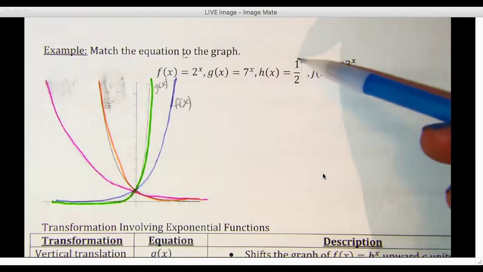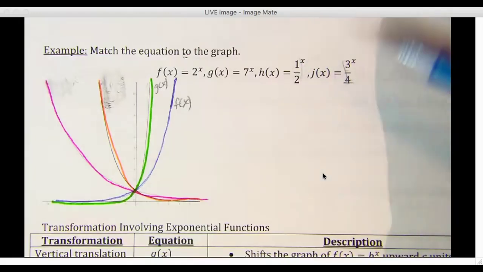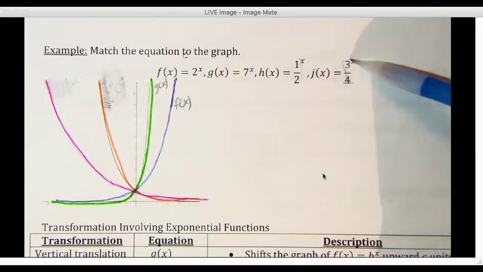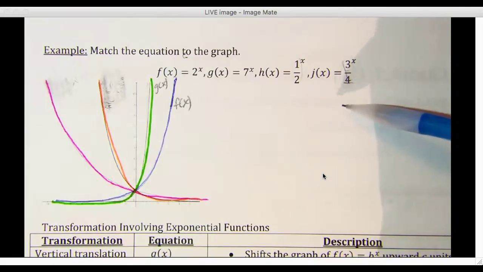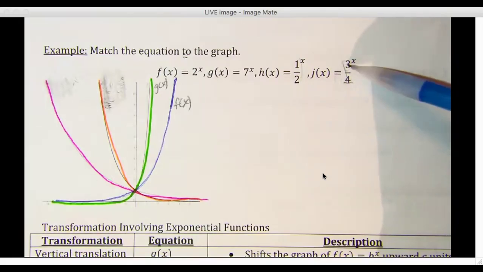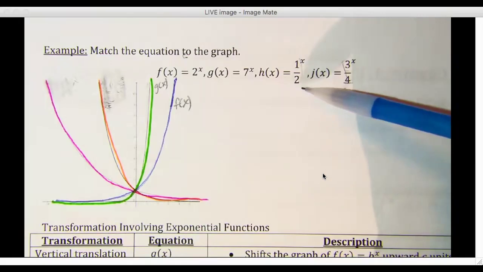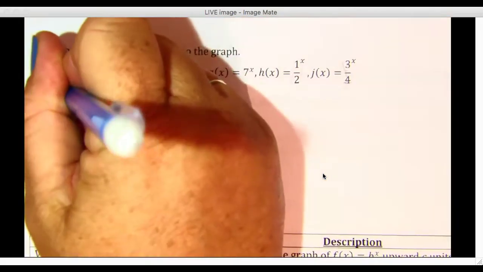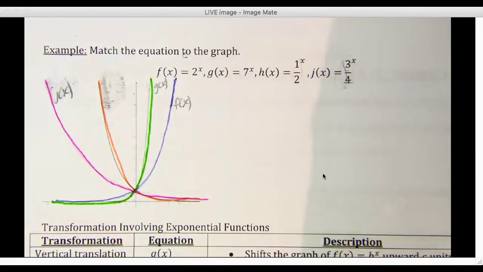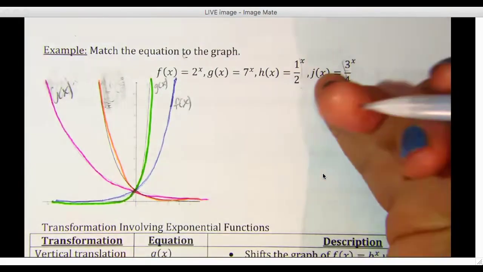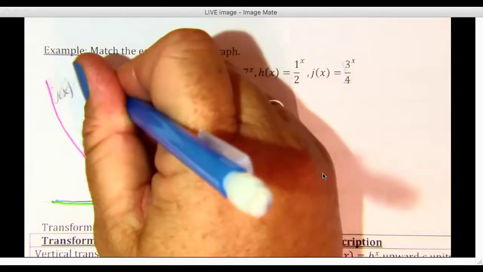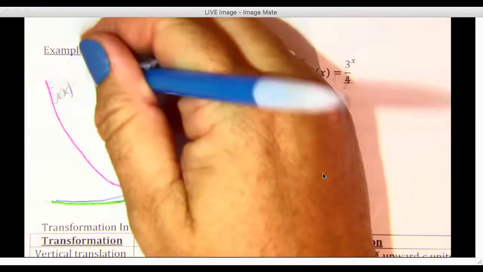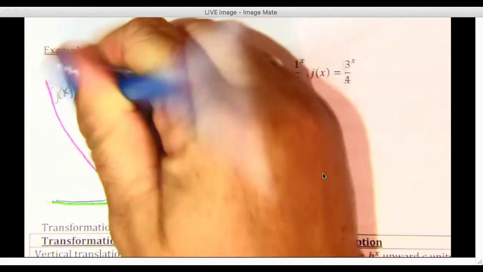So almost like the smaller your fraction, the steeper your graph. The closer this value is to 1, the flatter your graph will be. So 3/4 is closer to 1 than 1/2. So that means that j of x is this pink function here. That's the flatter function. And then the orange function here is 1/2. That's h of x. That's our steeper decay function. Let me try to make that look a little clearer here.